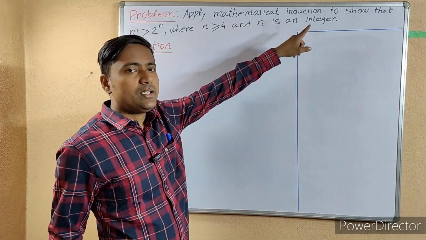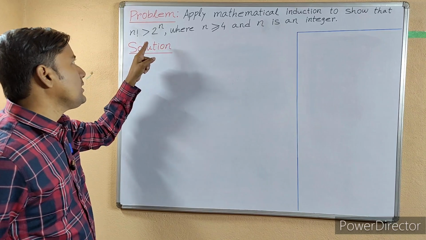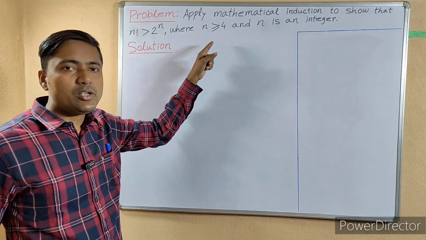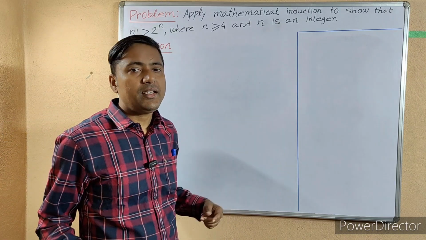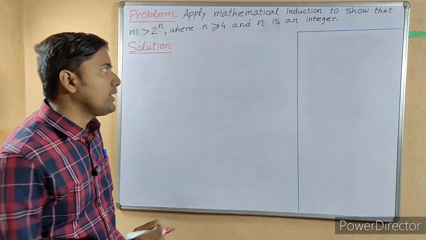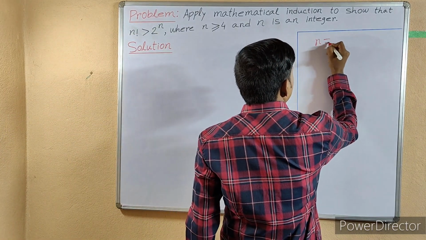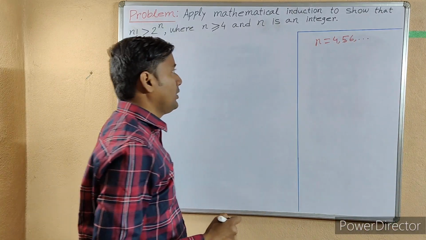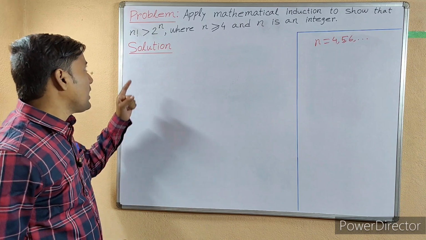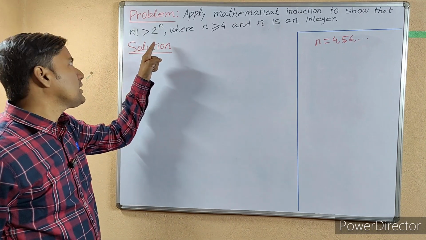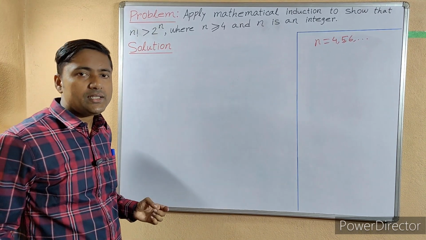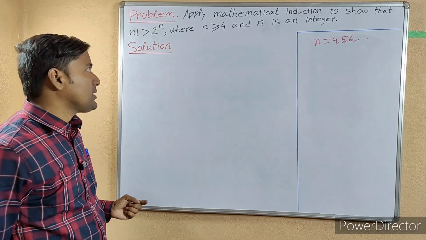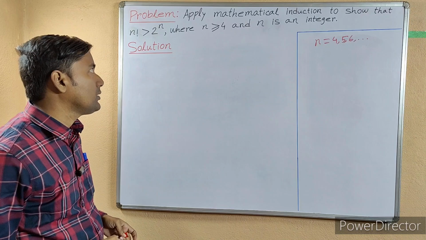Apply mathematical induction to show that factorial n is greater than 2 to the power n, where n is greater than or equal to 4 and n is an integer. That is n equal to 4, 5, 6, ... So in other words, factorial n is greater than 2 to the power n for all natural numbers n greater or equal to 4. Okay, now let's look at how to prove this.